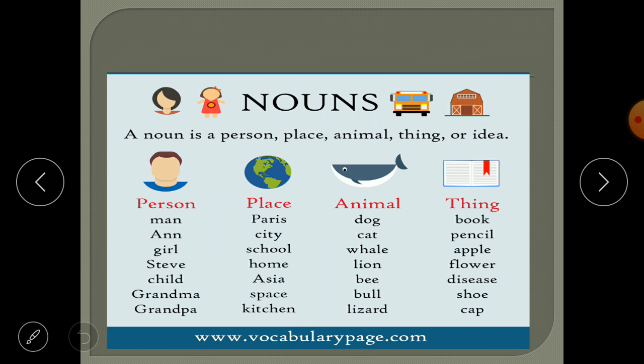Now we can see so many things around us like book, pencil, apple, flower, disease, shoe, cap. All these things are also known as nouns. So we can say that a noun is a person, place, animal, thing, or idea. I hope, children, you understand what we mean by nouns.